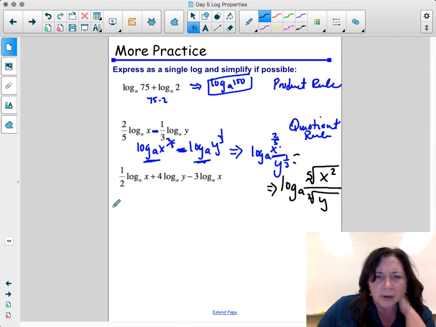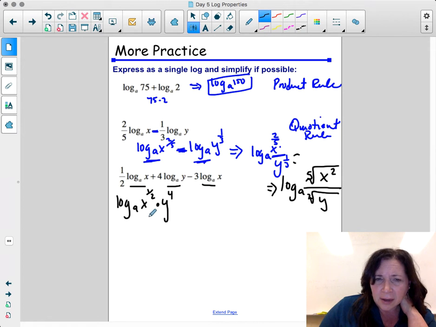This one right here, we have a plus. That's a product rule. We have a minus. That's a quotient rule. You need to check to make sure that they're all log base A. So rewriting this, I get log base A of x to the 1/2 power. Plus means times, so I'm going to be multiplying that by y to the 4th power. And I'm going to be dividing that by x to the 3rd power.